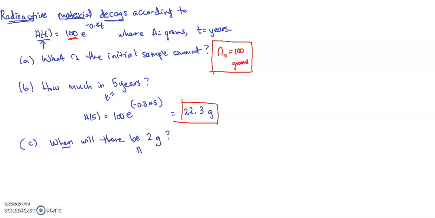So they're giving us the amount. This is the amount that varies, so that's going to go right here in our equation. So we've got 2 equals 100 e to the minus 0.3 t when we put in the amount right there. So it's the same 3 steps every time. The first one is to get e by itself. So we've got 2 over 100 equals e to the minus 0.3t.